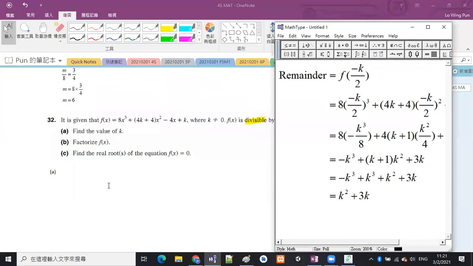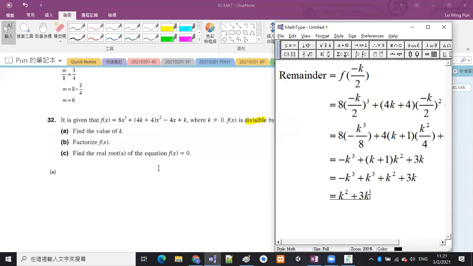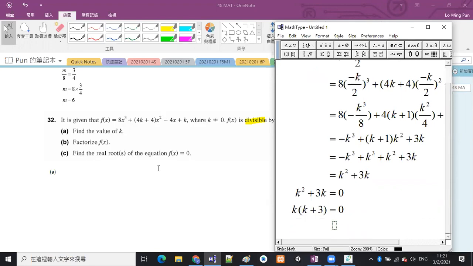But the question tells us that f(x) is divisible by 2x plus k. So my remainder should be equal to 0. So k squared plus 3k should be equal to 0. Okay, and then there's a common factor, so we take out the common factor. The product of two things is equal to 0 means the first one is equal to 0, or the second one is equal to 0.